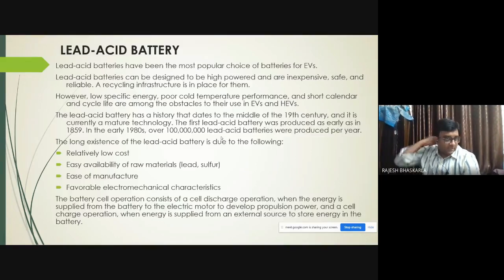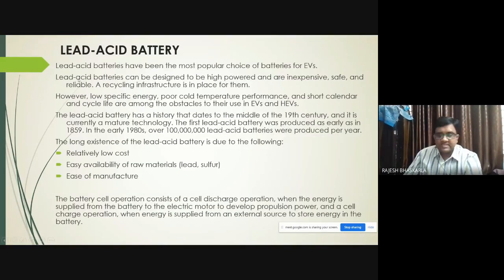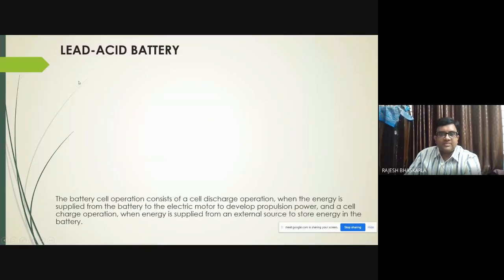Okay, right. So now we are going to understand a lead acid battery. So what is a lead acid battery? In a lead acid battery, the cell operation consists of a discharge operation where the energy is supplied from the battery to the electric motor. So this is what you have to understand. During discharge, the battery supplies the motor. And during charging, the energy is supplied to the battery to store it. The battery is connected to the source in order to get it charged, or to store it in the form of DC supply.